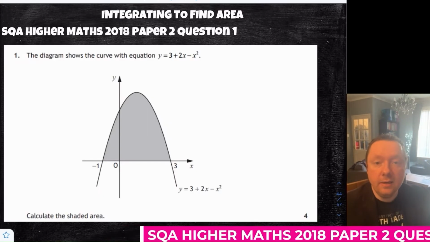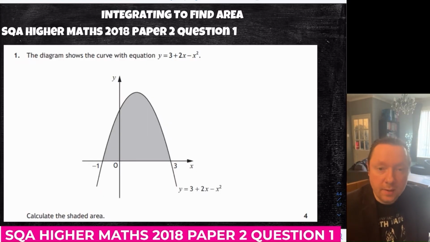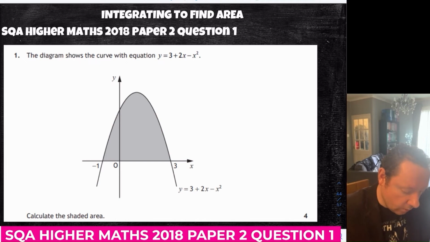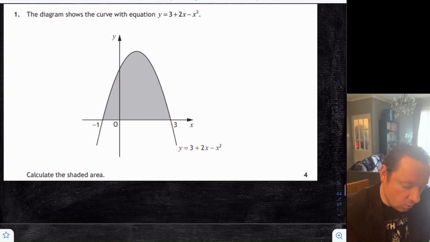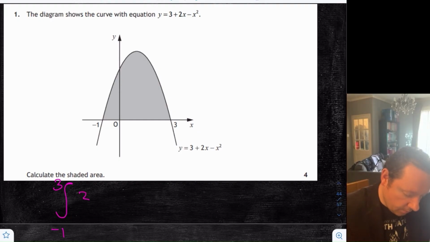And we're done there. Great to find the area. SQA Higher Maths 2018, Paper 2, Question 1. Nice simple one here. The diagram shows this curve. Find the calculated shaded area. So it's the area between minus 1 and 3 of this minus the x-axis. So just this. So it's the integral between minus 1 and 3 of 3 plus 2x minus x squared dx.